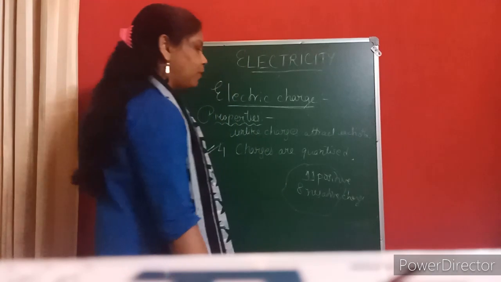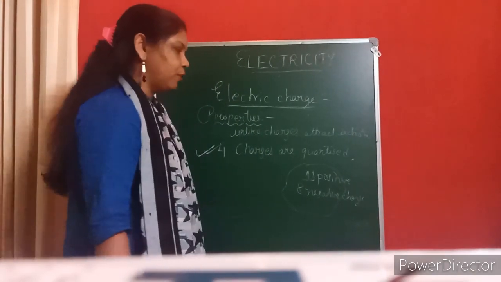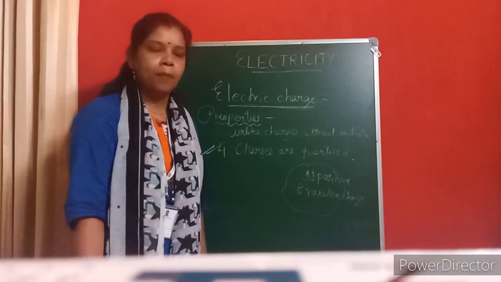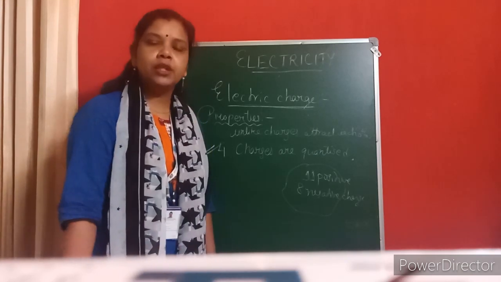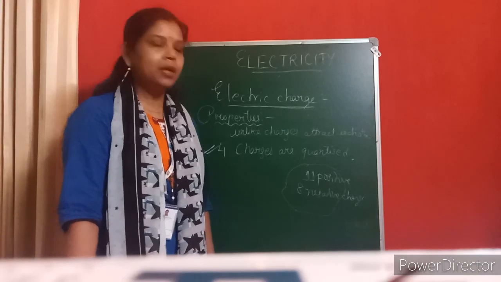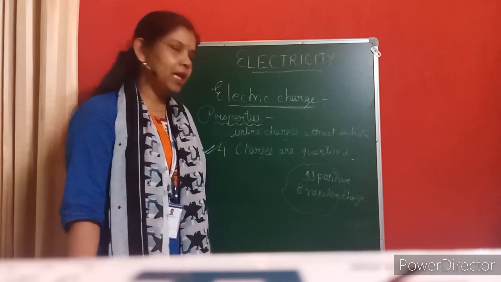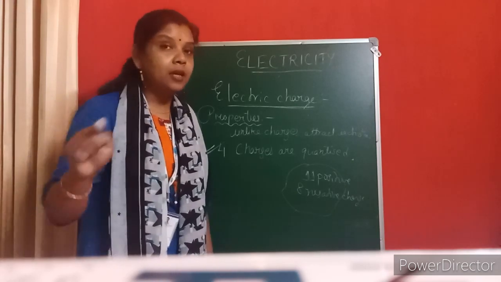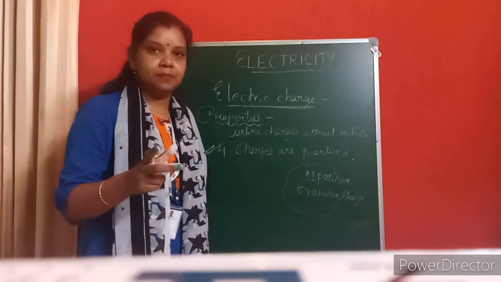Is it okay? How many positive charges are there? 11 positive charges are there. How many negative charges? 8 negative charges are there. Now if I ask you what is the total charge, or the total number of charges present, it will be 11 minus 8. How much will I get? 3. Okay, but 3 is not the charge.